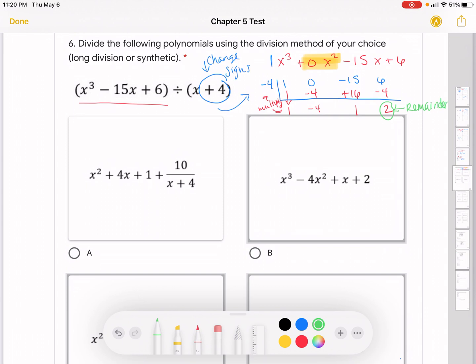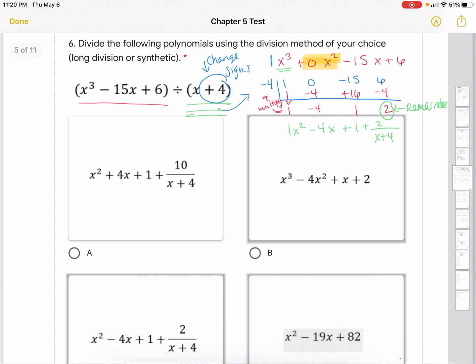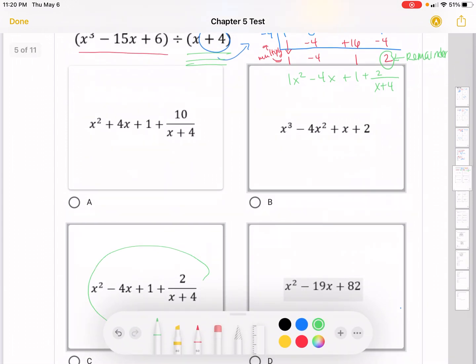So now we're ready to write our final answer. The only thing is, remember, we're dividing x cubed by x. So it's not going to say x cubed, it's going to become x squared. In other words, this exponent goes one lower. So this becomes 1x squared. After x squared would be x, then our constant. Our remainder goes in our answer, so I'm going to put a positive 2, but it's written as a fraction, and whatever we were dividing by goes in the denominator. So C would have been the correct answer. Some of you did it correctly, but you forgot to go down one number in the exponent, so you put B by accident.